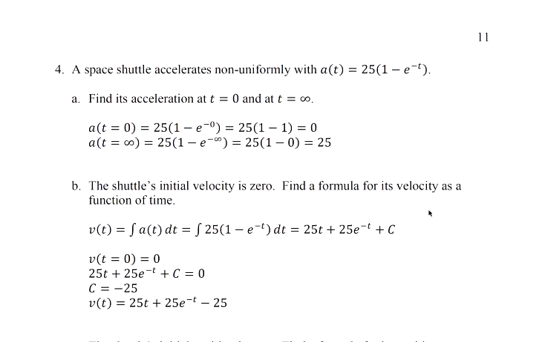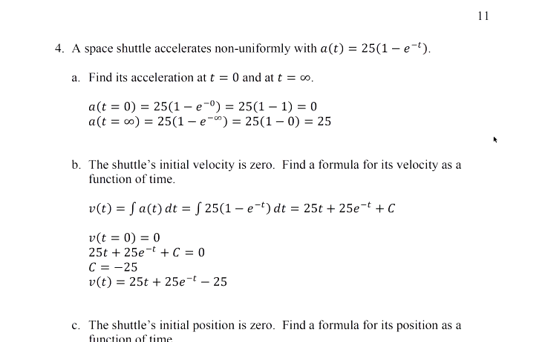A space shuttle accelerates non-uniformly with acceleration equals 25 times 1 minus e to the minus t. Find its acceleration at time t equals 0 and at time t equals infinity. So you could see what I did in part A. I just set t equals 0 and t equals infinity.